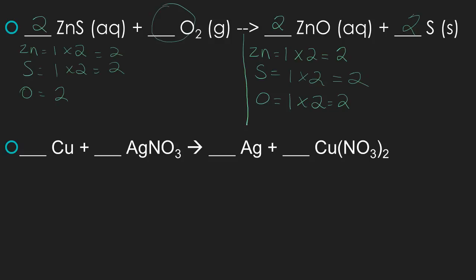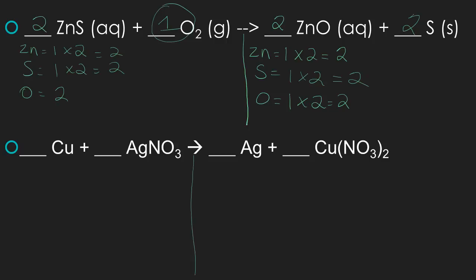You'll notice that oxygen didn't get multiplied by anything, which is okay. So if you get to the end of balancing and an element or a compound didn't need a coefficient, you can either leave it blank or you could write a 1. Either way is correct. Alright, let's move on to the next one.